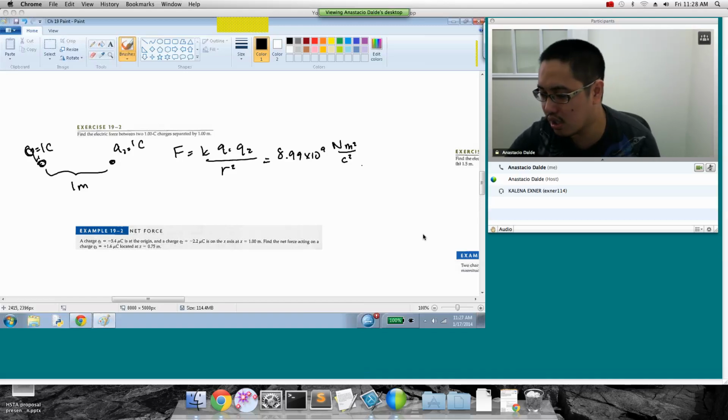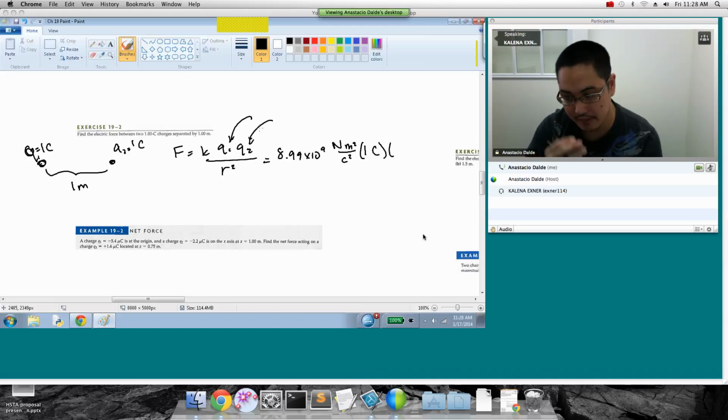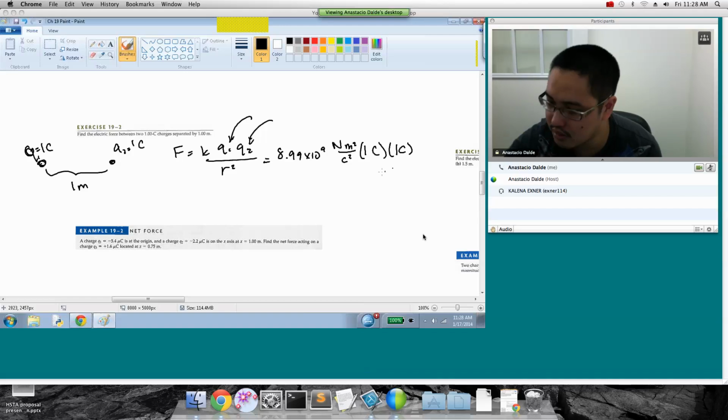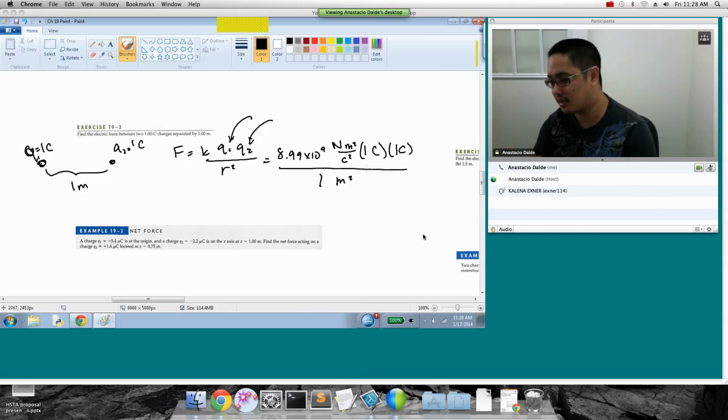All right. What is the charge on Q1? Well, that's 1 coulomb. Right? What's the charge on Q2? All I'm doing is plugging this straight into there. We good with that, Kalena? Yeah. All right. What is the charge on Q2? It's also 1 coulomb. What is the distance? It's 1, but it's squared, so it's actually just 1 meters squared. Are we cool with that? Yeah. All right. Now, look at the units.